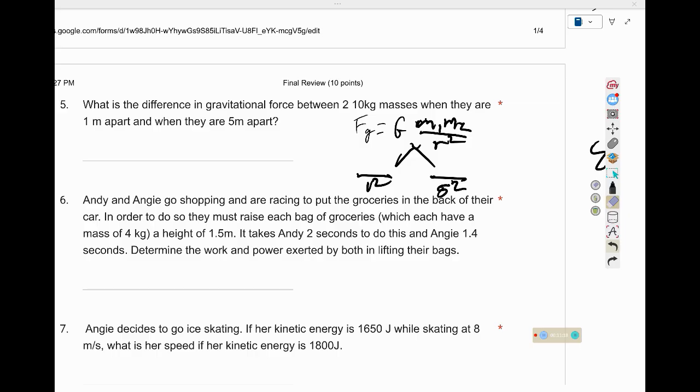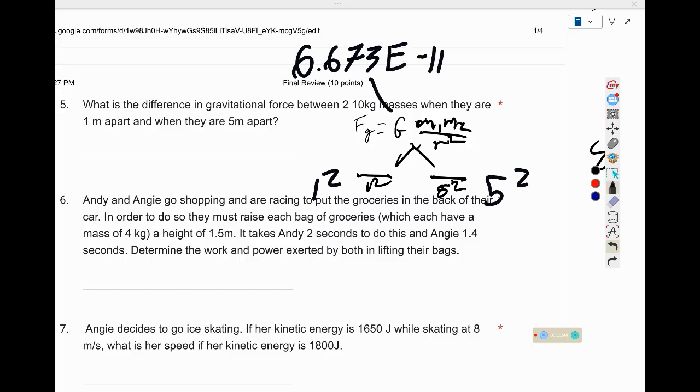Okay, so if I go here, this will be a little weird, but it should be okay. So notice that over here I have one. Oh, I'm in erase. I don't want to be in erase. So I have 1 squared, and over here I have 5 squared. So the rest is going to be the same, right? G is still going to be 6.673 times 10 to the negative 11th, and both masses are 10, so we're still going to have times 10 squared. But one of them is divided by 1 squared, the other one is 5 squared.